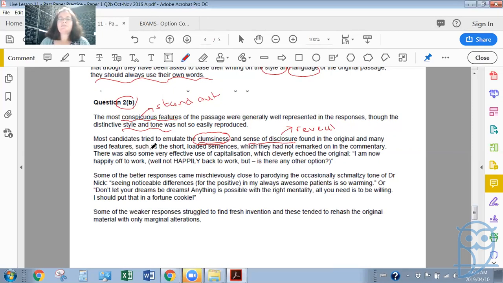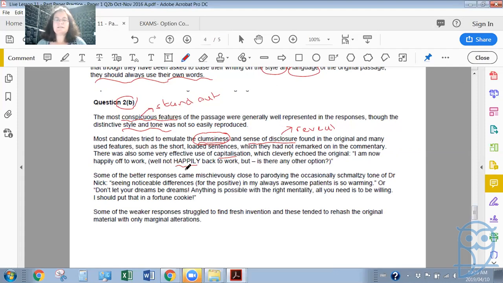So there was also some very effective use of capitalization, which cleverly echoed the original. For example, "I am now happily off to work," and then in brackets, "well, not happily back to work, but is there any other option?" Close brackets. It does sound like something the writer would say, doesn't it? And look how that emphasis on "happily" is used cleverly by the student there.